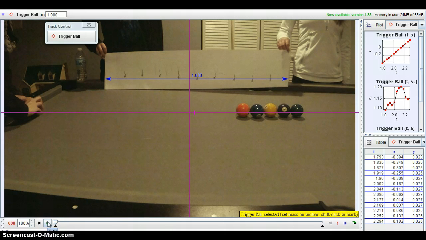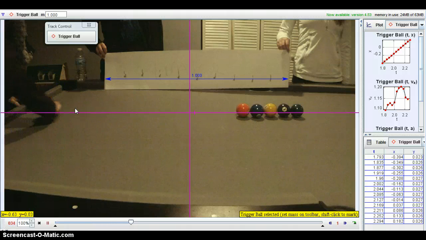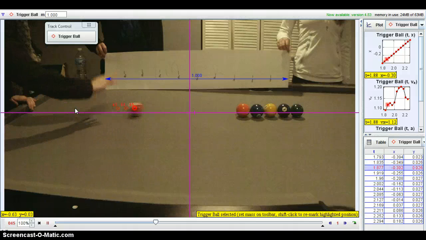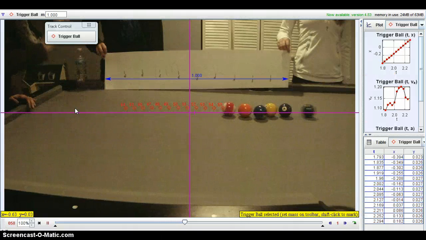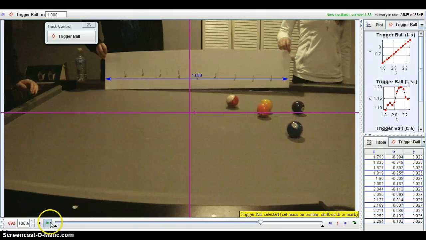We also learned that to get the most acceleration on the ball, you must hit it tangent or perpendicular to the table, not pushing down on the ball at an angle from above. As you can see in the video, this relates to the conservation of energy, which says that energy cannot be created or destroyed, only transferred. When the trigger ball hits the pile of balls, its energy is transferred to the other balls, making them move.